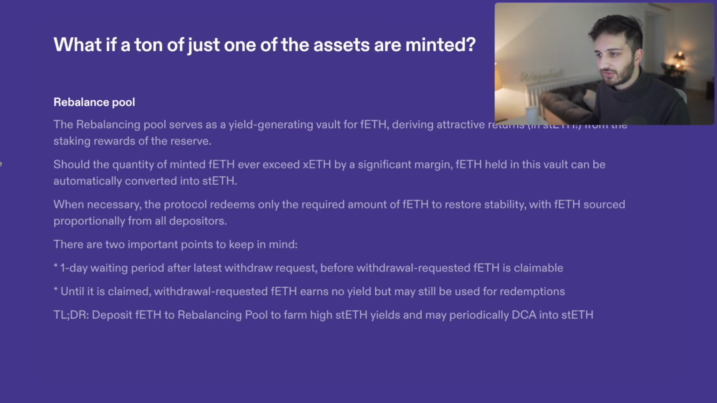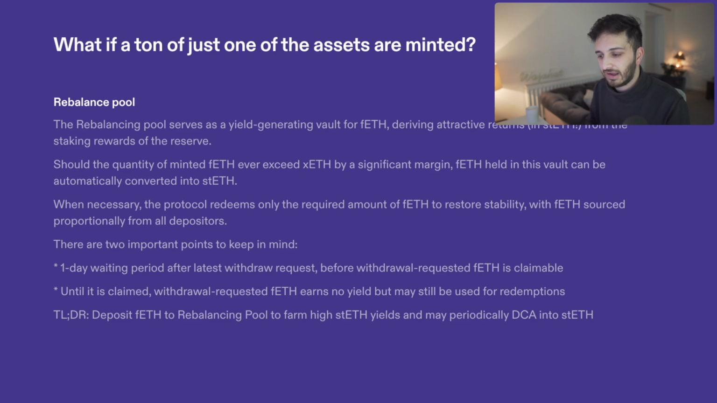So one of the questions that I think some of you may have is, what happens if just a ton of one of those assets are minted? Well, if it's the case of XETH, I don't think that's really a problem because of the way that this works. However, I think with FETH, we may have a little bit of a problem here, and we'll talk about kind of why that is. We do have something called the rebalance pool, and the rebalancing pool serves as this kind of yield generating vault for FETH.